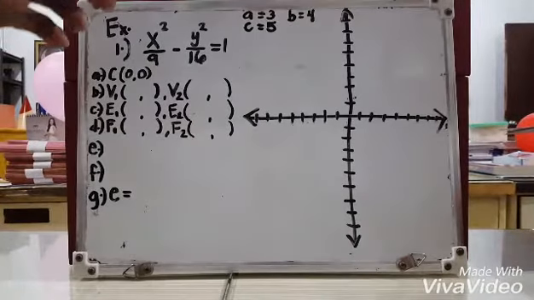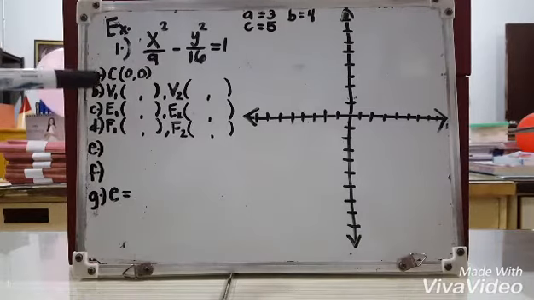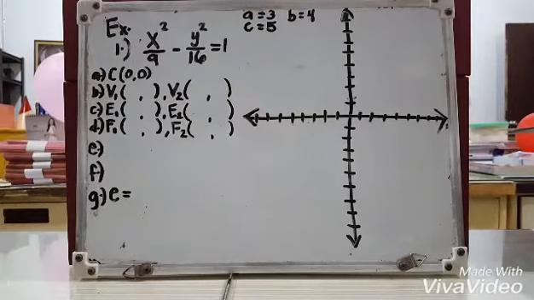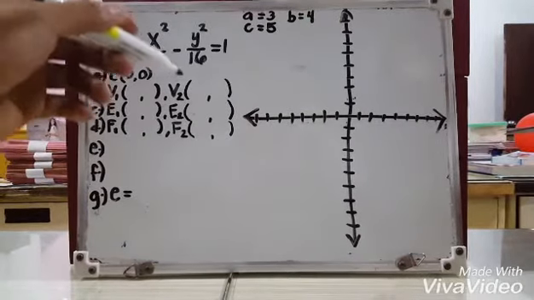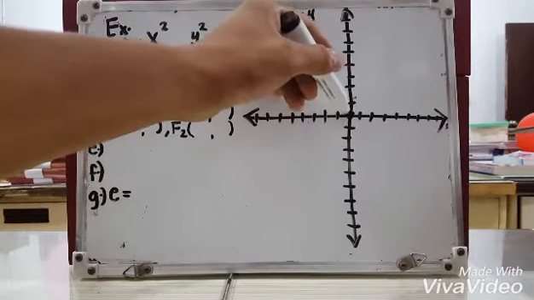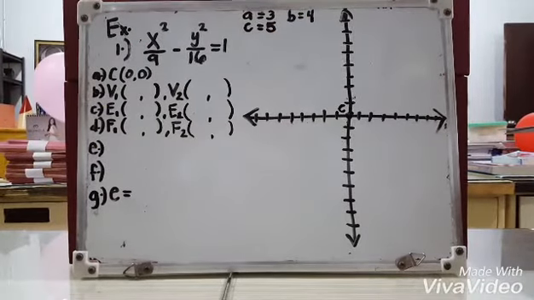So again, A here is equal to 3, B is equal to 4, C is equal to 5, and our center is at 0, 0. So we first plot the center, 0, 0, into the Cartesian plane. So we have here, this is now 0, 0. It's the center of the hyperbola.